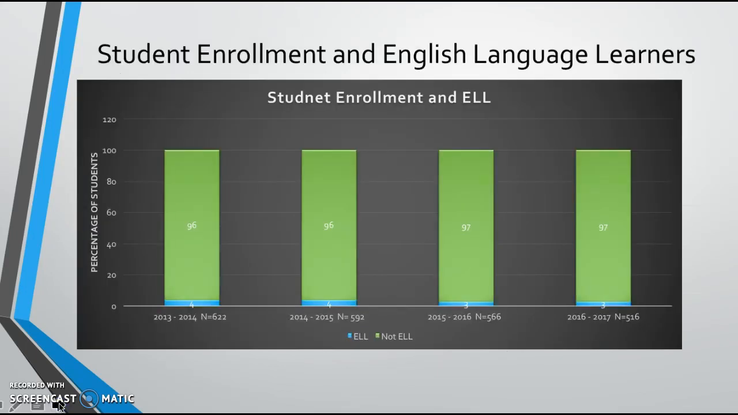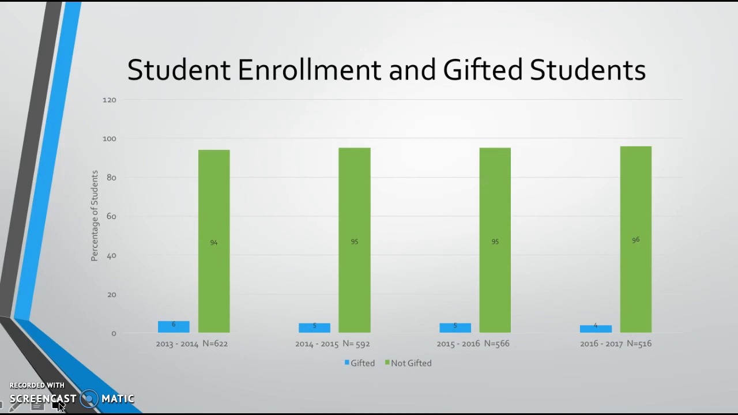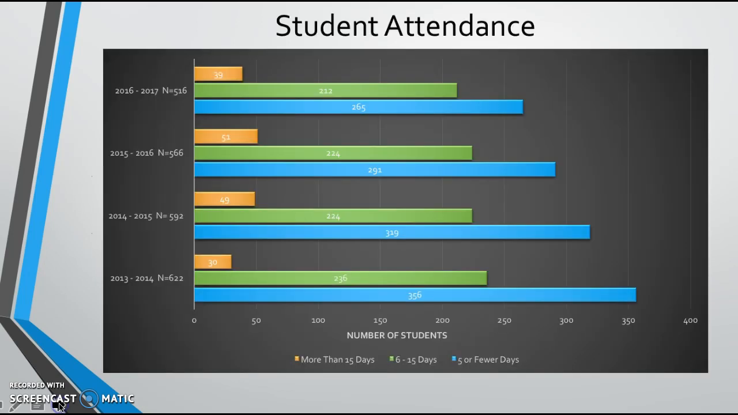At Euharlee Elementary School, we have a small number of English language learners. In the past 4 years, these students only made up 3 to 4% of the student population. Since 2013-2014, gifted students made up 4 to 6% of the student population. And looking at the demographics of the school, you can come to the conclusion that Euharlee Elementary does not have a very diverse population and has a very small transient rate.